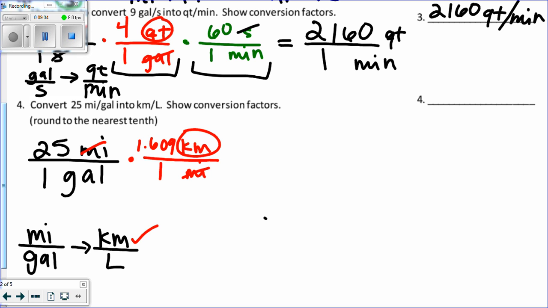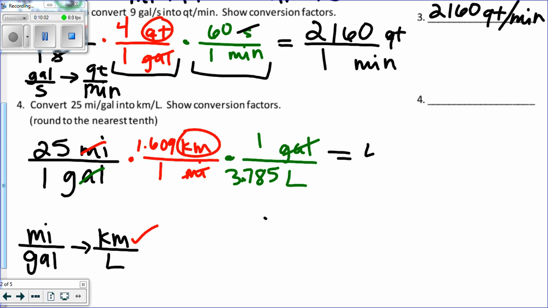So we did the top. Now we need to go from gallons to liters. So I'm going to multiply by a conversion that will let me cross out gallons and end up in liters. 1 gallon has 3.785 liters. So again, gallons will cancel nicely. And we are going to multiply straight across the top.